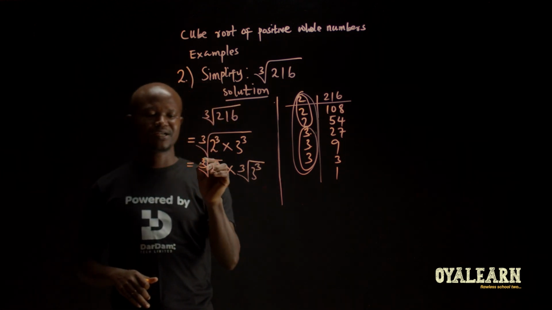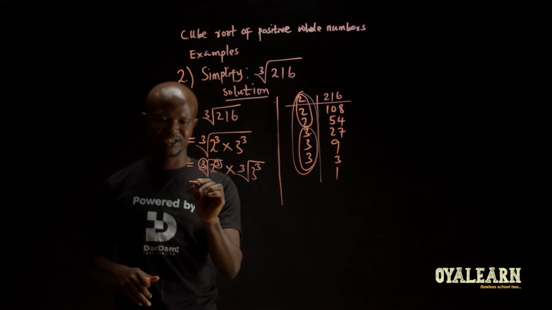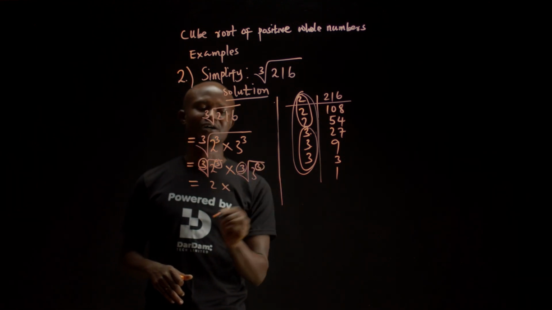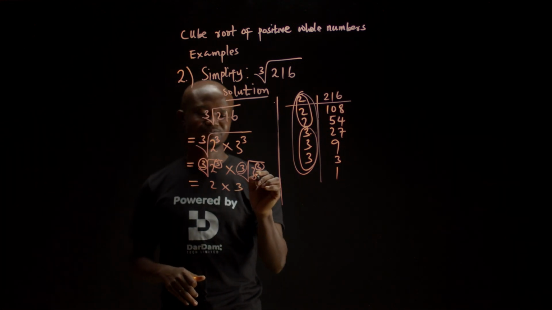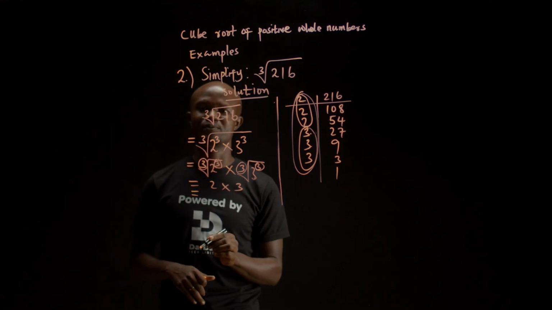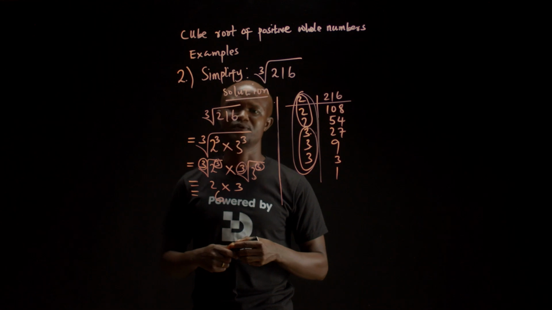Now, the number you have here is the same thing as this power, so the cube root is the base, 2. The number we have here is the same thing as the power, so the cube root is the base, which is 3. Then the cube root of 216 will be 2 times 3. That is 6. That's the solution to the problem. Thank you.